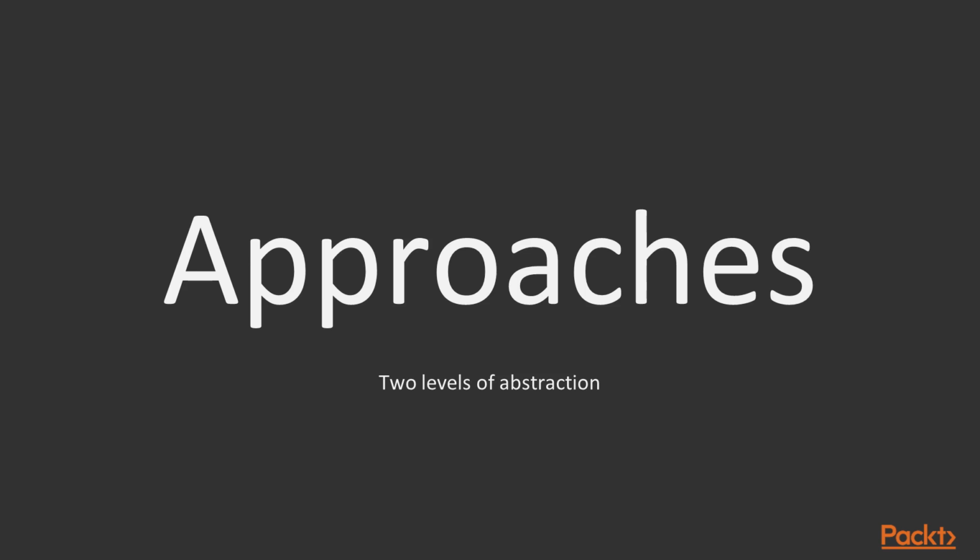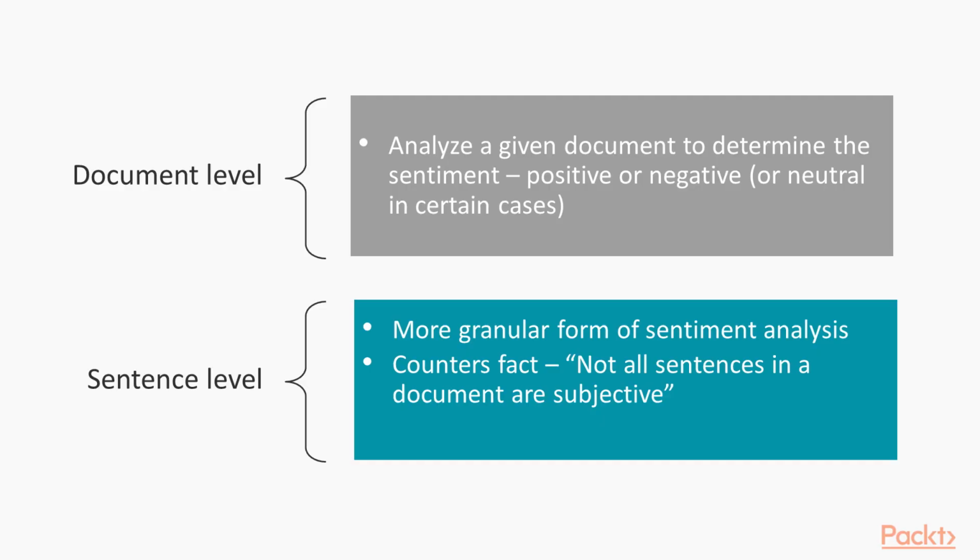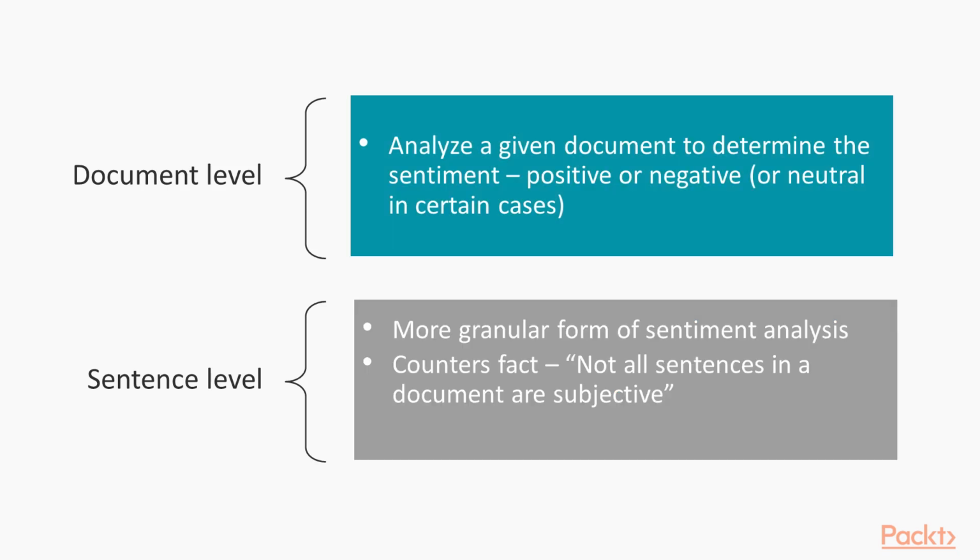Sentiment analysis is mostly performed at two levels of abstraction, namely document and sentence level. Document level. At this level of abstraction, the task is to analyze a given document to determine whether its overall sentiment is positive or negative, or neutral in certain cases. Sentence level. Sentence level analysis is a more granular form of sentiment analysis. The level of granularity counters the fact that not all sentences in a document are subjective.